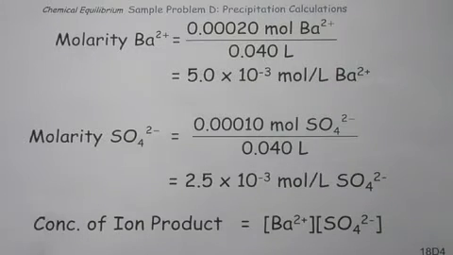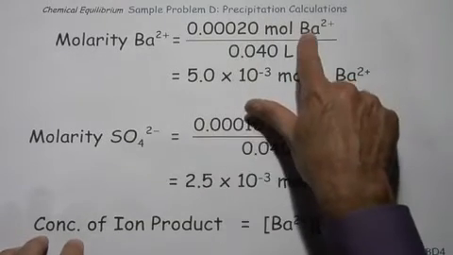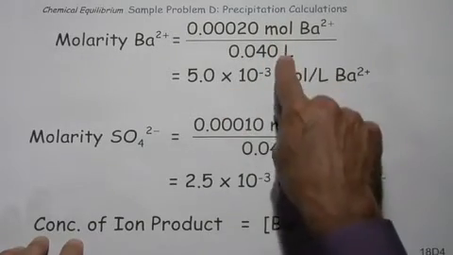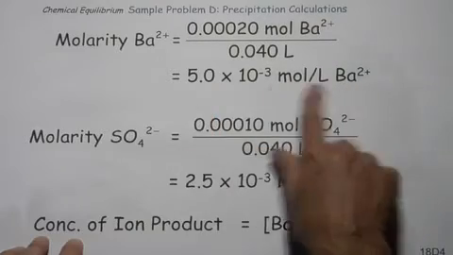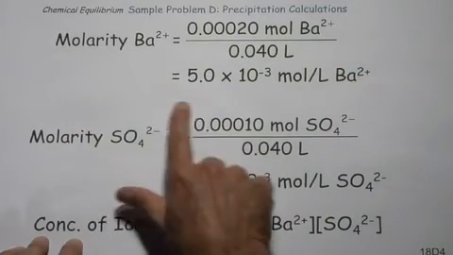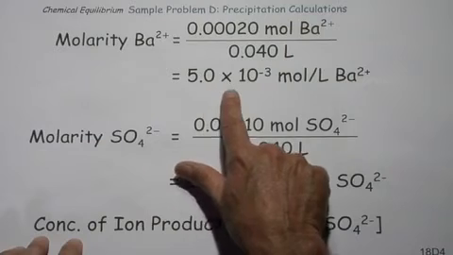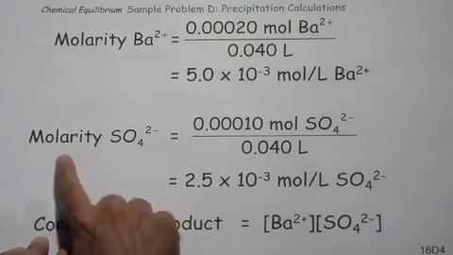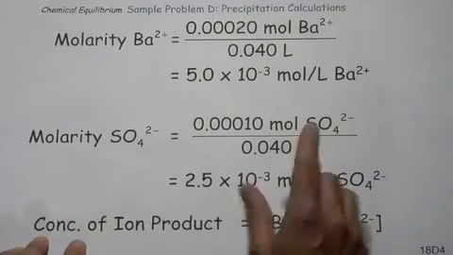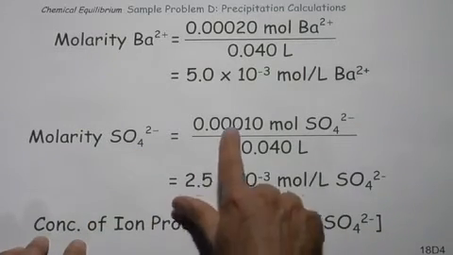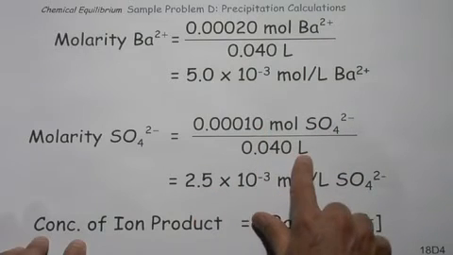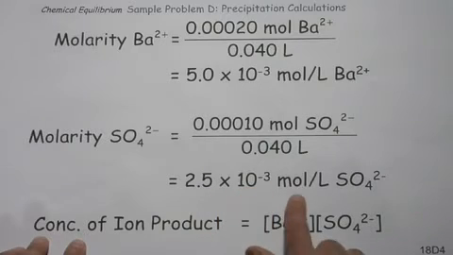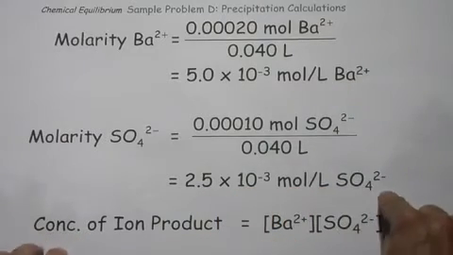The molarity of the barium ions equals the number of moles divided by the volume. And we know those values. We just found them out. Now let's plug them into the equation, do the calculation, and we get that the molarity of barium ions is equal to 5.0 times 10 to the minus 3 moles per liter. Now, we also need to get the molarity of sulfate ions, and that's equal to the moles of sulfate divided by the volume that they're in. And that comes out to 2.5 times 10 to the minus 3 moles per liter of sulfate.